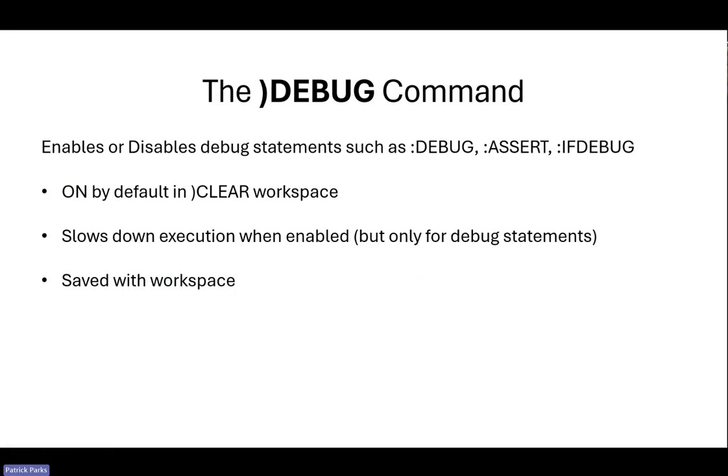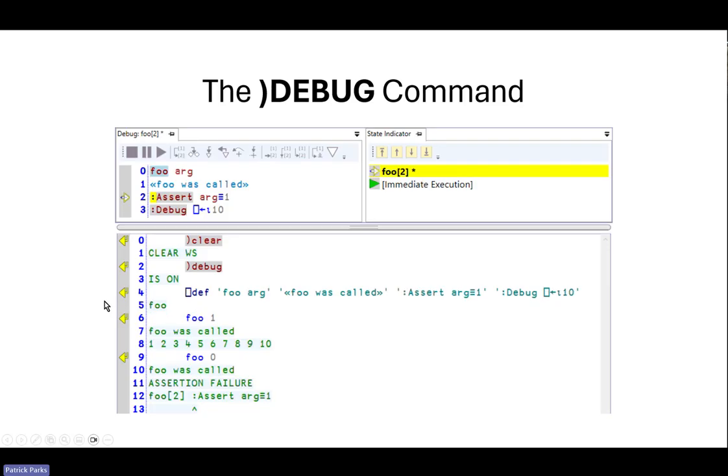The last thing to talk about is the debug command. And I'm going to talk about it because this can impact your timings if it's on, and it is on by default. So keep this in mind. It enables or disables debug statements such as :debug, :assert, :if debug. Those statements are either on or off. It's on by default. It will slow down execution when it is enabled, but it only slows down execution to the extent that you've coded debug, assert, or if debug type statements in your code. And it is saved with the workspace. So let's take a quick look at this.